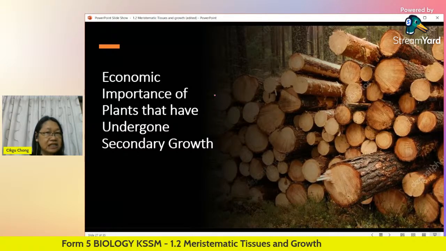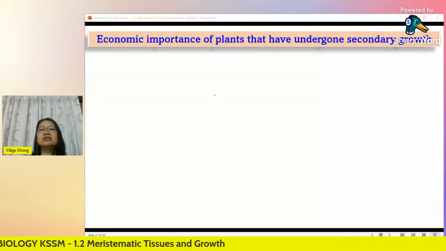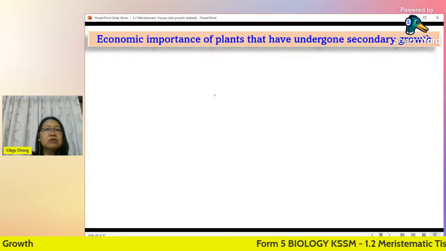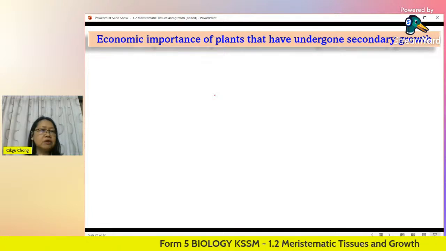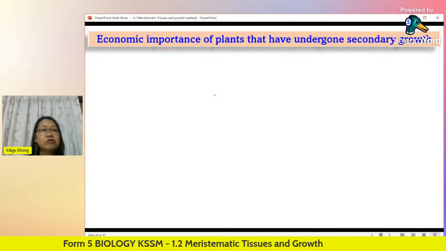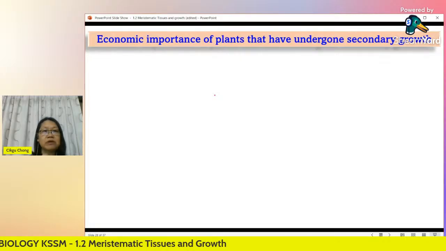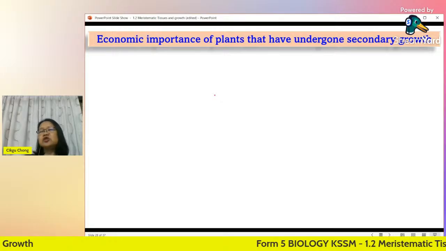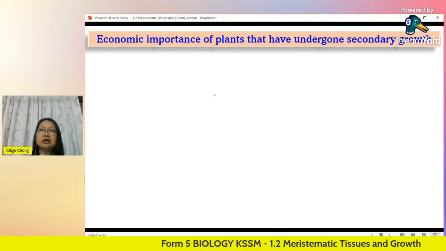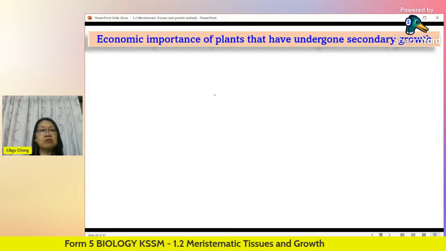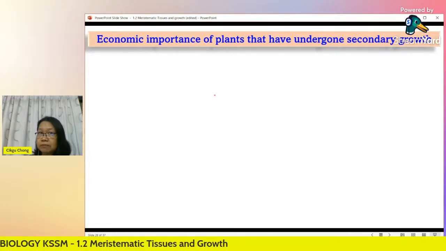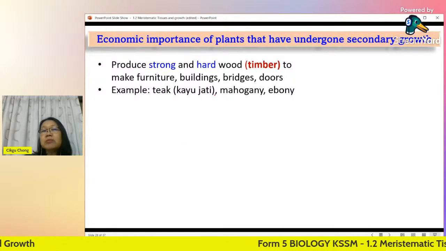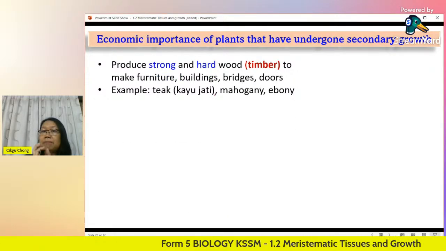Why is it important for us? For humans. So be careful, when you see the words economic importance, it is always for humans. What importance does this thing have to humans? Maybe you can get more money, or you can sell it. That kind of thing is economic. So don't say the economic importance of secondary growth is to provide mechanical support so the plant can support itself. It's wrong. It's important to the plant, but it's not economic importance.